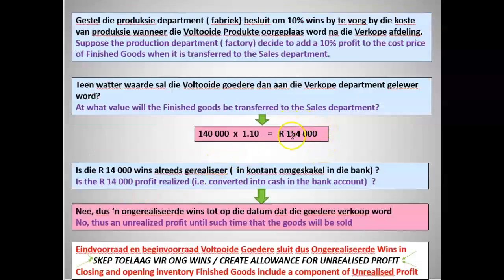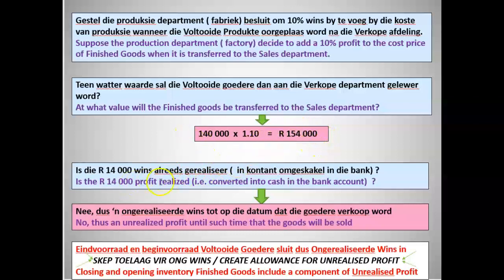So that additional 14,000, 154 less 140,000, that 14,000 obviously would have been in my finished goods account, but it cannot be in my work in process account. So the counter leg of that, what is the 14,000? That is unrealized profit. So the counter leg is I'm going to debit my finished goods account with 14,000, and I'm going to credit an unrealized profit account, profit and loss account, with 14,000.